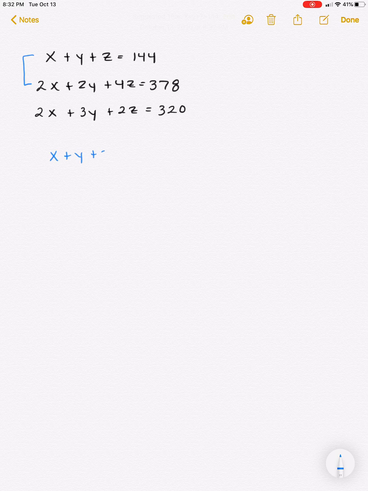The first thing I'm going to do is take the first and second equations. x plus y plus z is equal to 144, and 2x plus 2y plus 4z is equal to 378. And what I'm going to do right here is eliminate. All of the variables honestly are equally as easy, but I'm going to go ahead and just eliminate the first variable I see, which is going to be the x. So this top equation is getting multiplied by -2. The bottom equation is basically getting multiplied by 1, and it will stay the same.